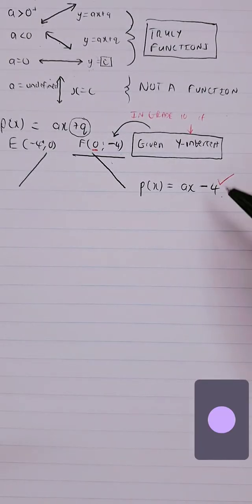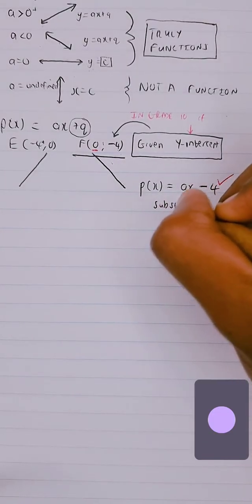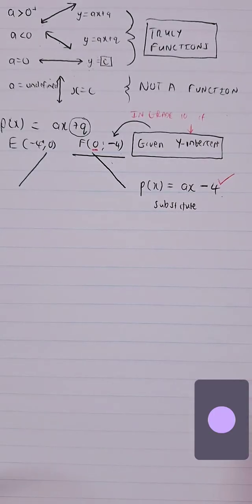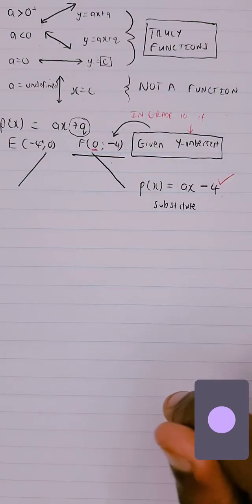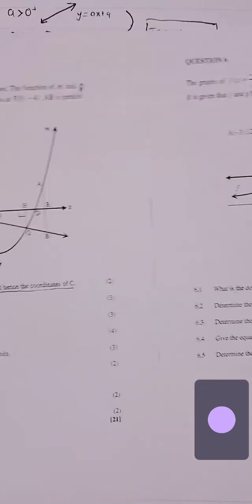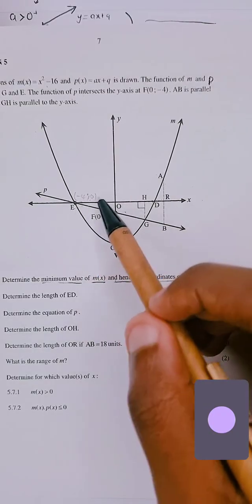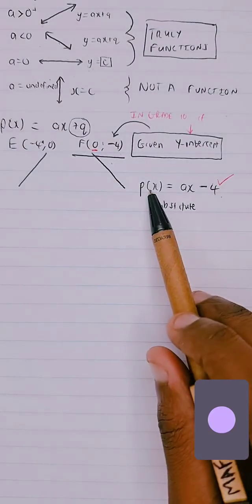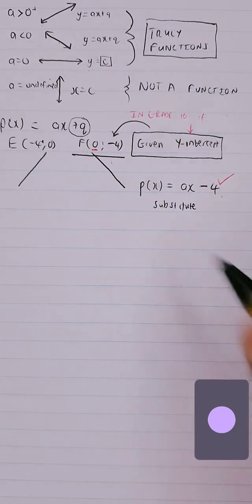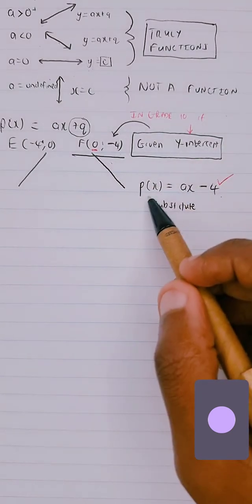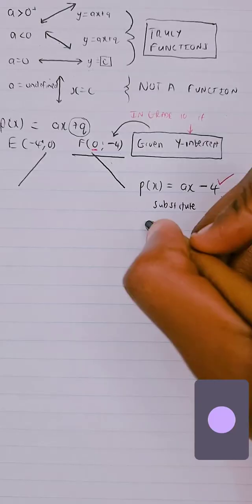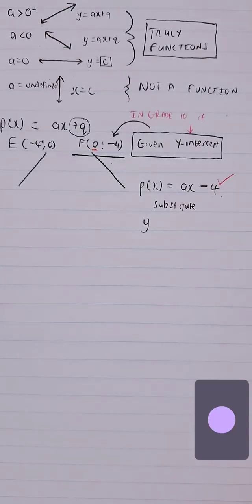Then we are not done. After finding the q value, we want to find a. So we can go ahead and substitute another point that the function or the straight line passes through. F we've used. Now we can come to E and substitute the point in the place of y and x in the function. Z, p of x stands for what? What does p of x mean? It means y, okay?